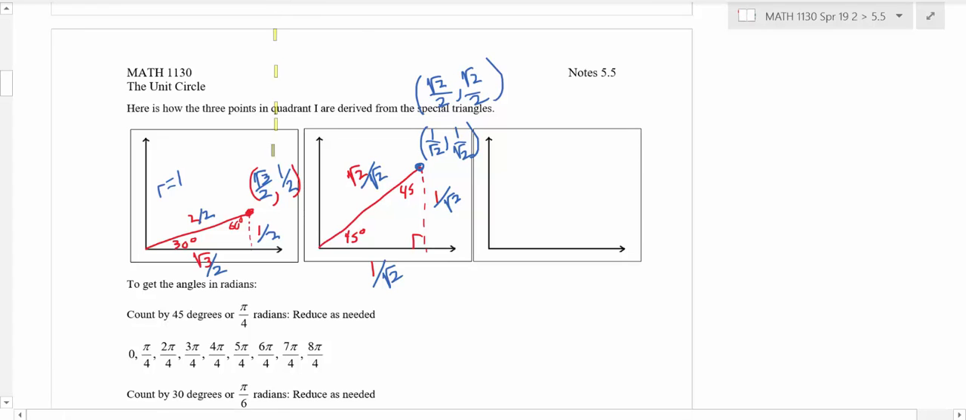So what I'm trying to do is show you where these come from. But there's an easier way to derive these. I'll show you that in just a minute here. So that's how you get that second point on the unit circle, because that's where that comes from.